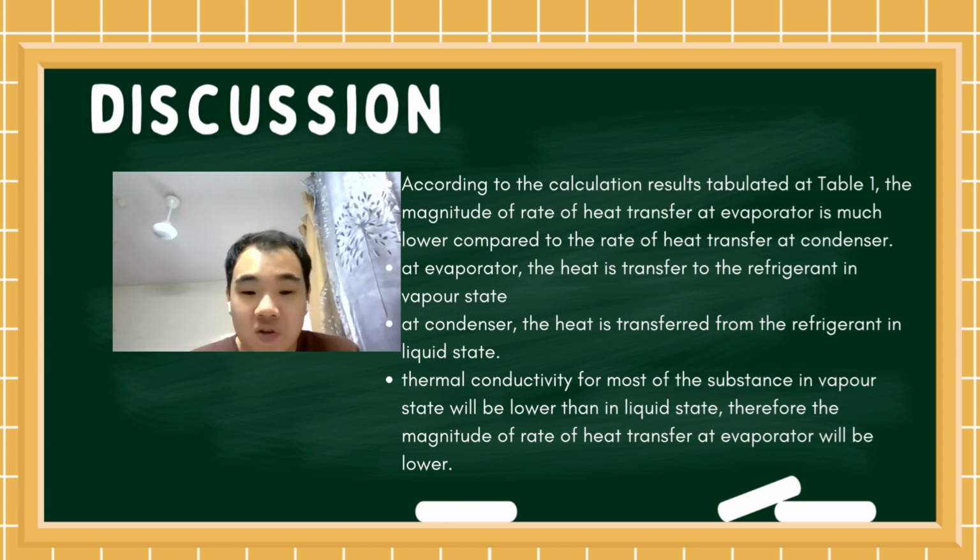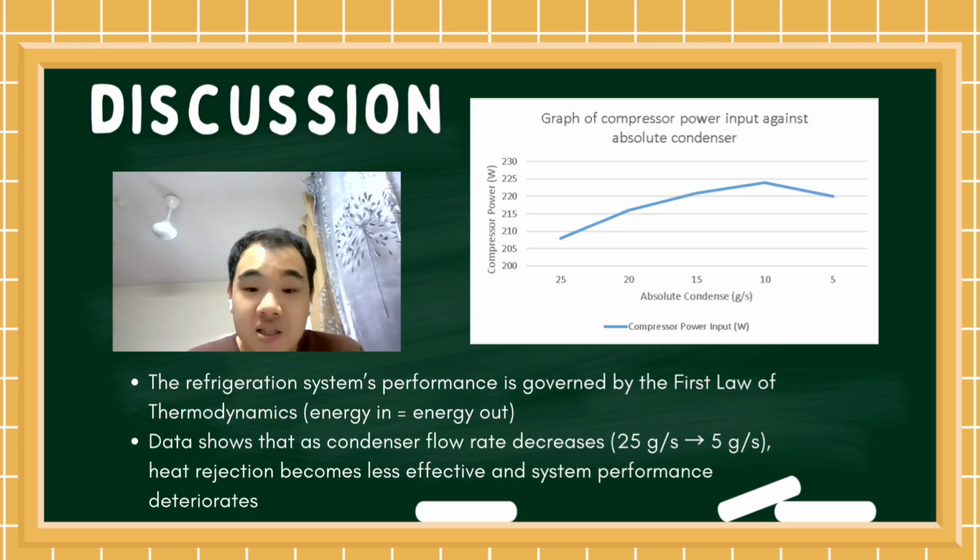So this graph will show the temperatures against the flow rate of the condenser. For the graph of compressor power input against the flow rate of the condenser, we finally saw this. The refrigerant system performance is governed by the first law of thermodynamics, which is energy in is equal to energy out. So the data show that the condenser flow rate decreased from 25 grams per second to 5 grams per second. So the heat rejection becomes less effective and system performance deteriorates.